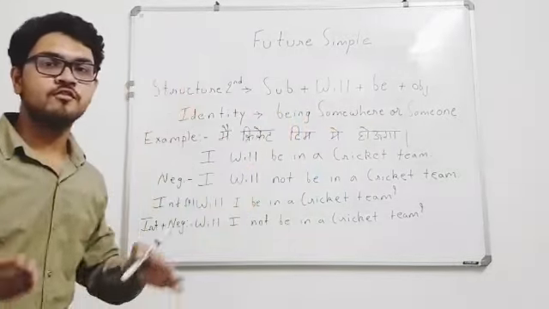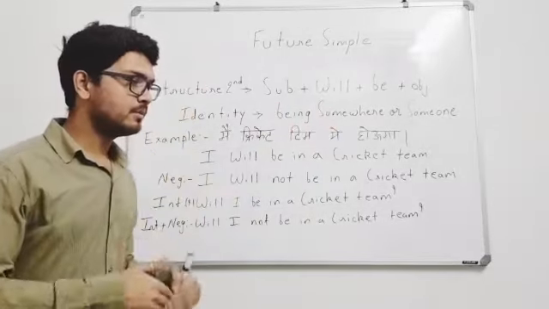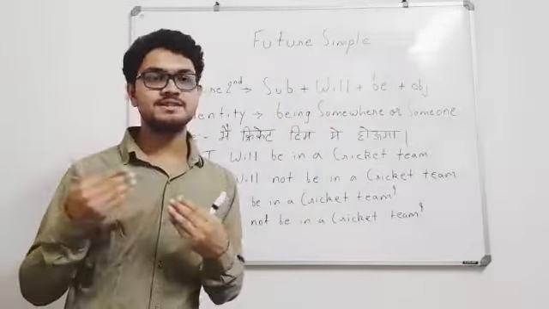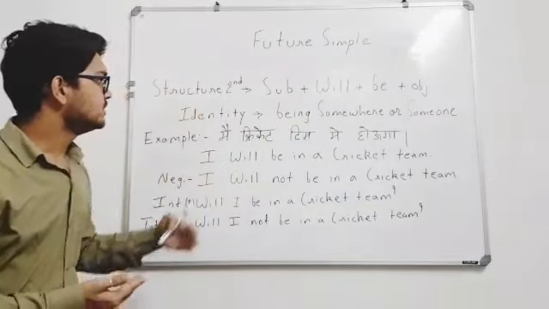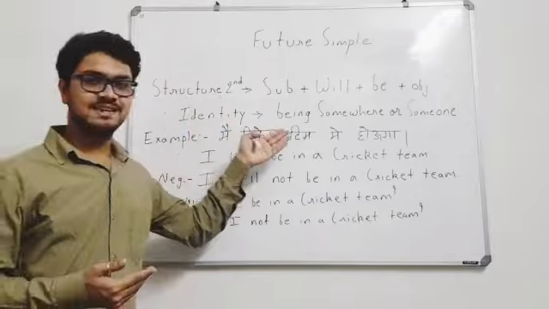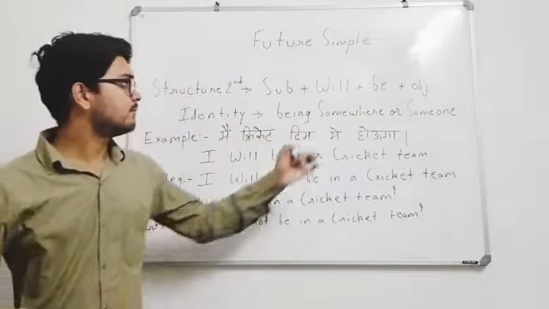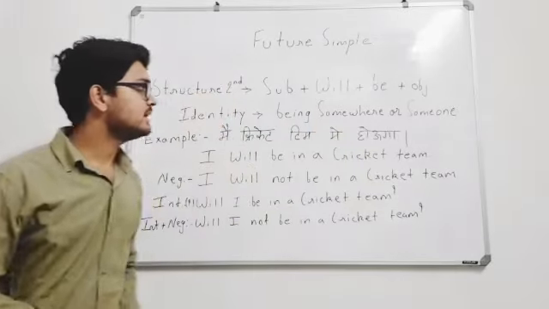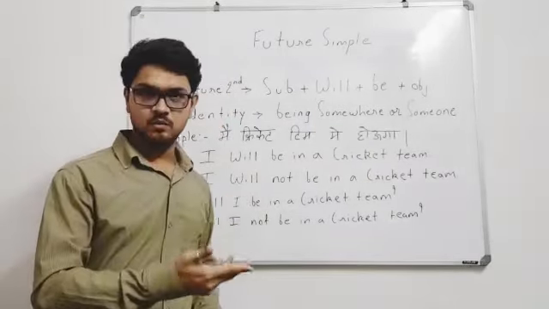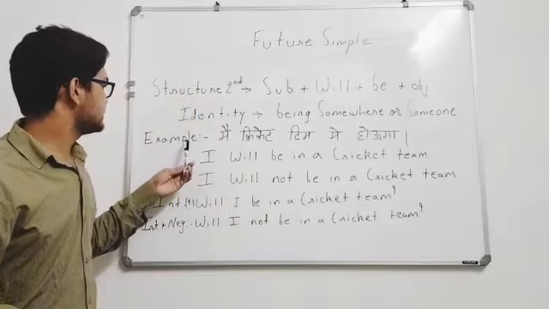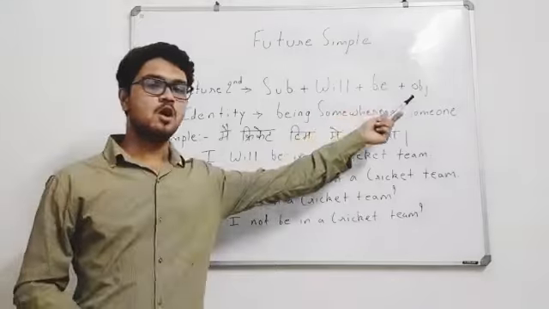In the sense of being somewhere or someone. You want to be at a place or you want to be someone. In that case, and that is in future you are talking about. So you can make that kind of sentences with this structure with the help of this be. Okay, we are using be just because we are talking about being somewhere or being someone. So we can see the structure: subject plus will plus be plus object.